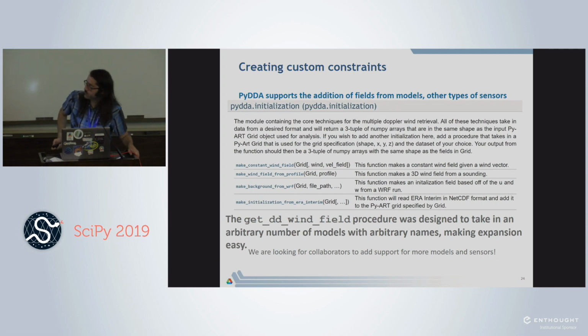So, creating custom constraints, we can also create a constraint against a model that actually goes into the cost function itself. So at every step, you're creating a soft constraint against a particular model field. I have an example for ERA-Interim, WRF, wind field, and we can also do from sounding and from constant wind field. There is even support for automatic download. If you have an ECMWF account, you can automatically download ERA-Interim data, and then it will automatically interpolate it to your radar's coordinates. So it can do all that dirty work for you, and then all you have to do is the retrieval.